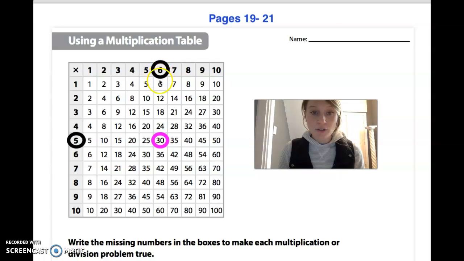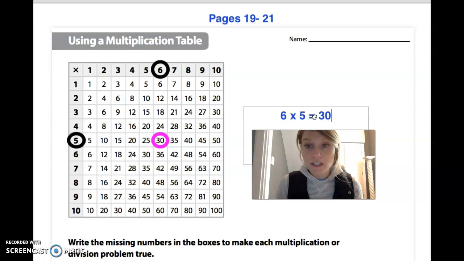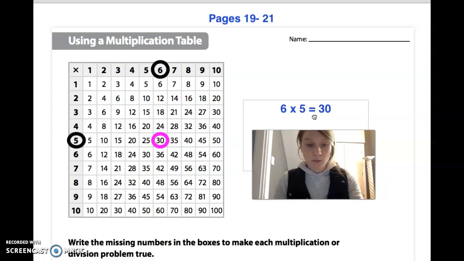Now remember what you do. You go down and then you go across, and it kind of is like bumper cars, right? It hits. So 6 times 5 equals 30. So I went ahead and wrote my example right here. So 6 times 5 equals 30. But if I want to turn this into a division sentence, I'll also put this one first. 5 times 6 equals 30. We know that from commutative property.